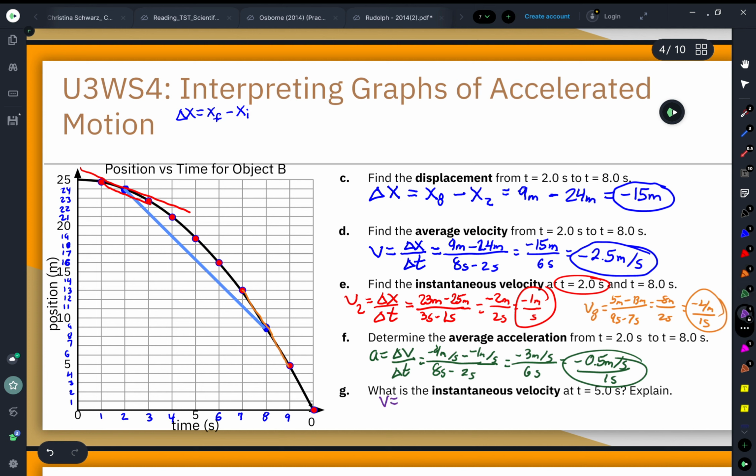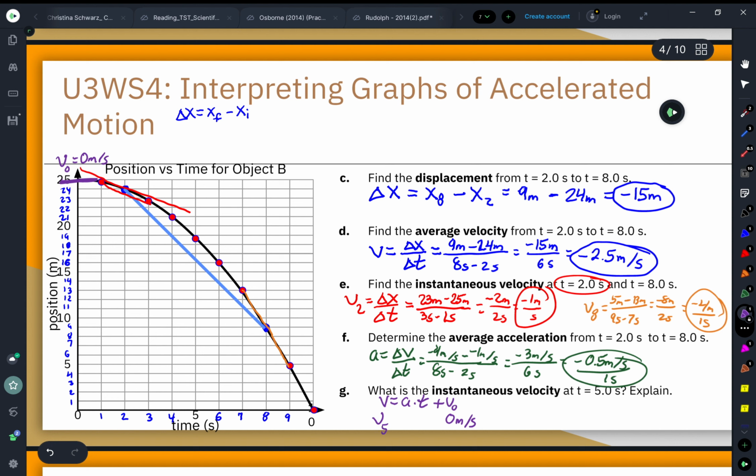Our velocity at any instant is equal to the acceleration times the time the object is accelerating for, plus its starting velocity. Now I'm going to make the assumption here that we start off from a velocity of 0 meters per second, because to me it looks like we start off with a slope of 0. So our instantaneous velocity at 0 seconds, we can assume, is going to be 0 meters per second.